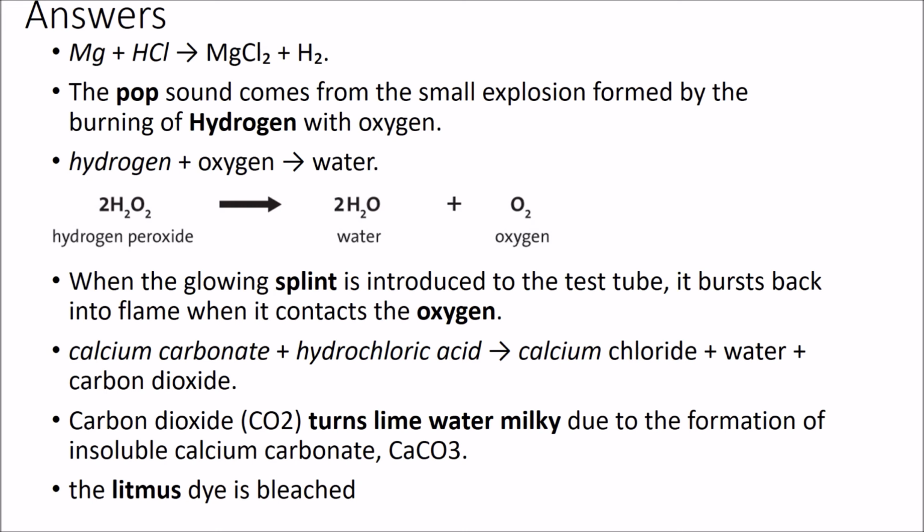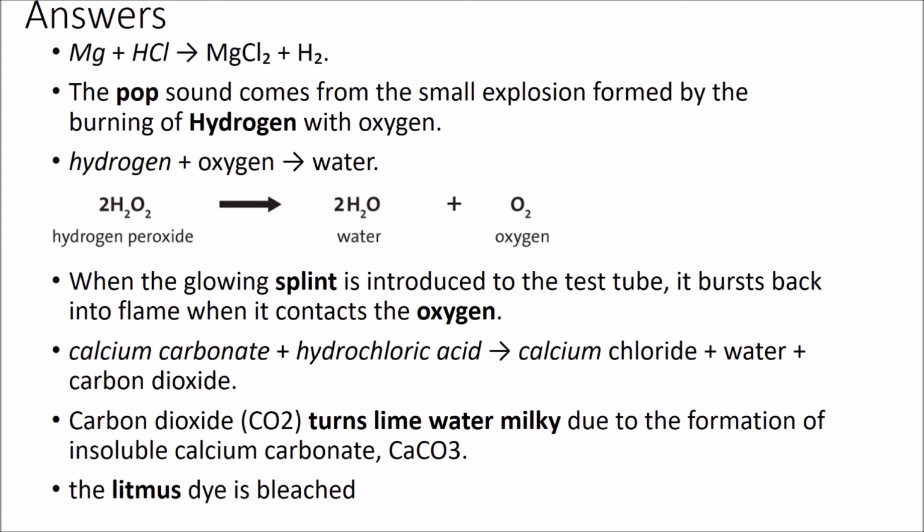Why does oxygen relight a glowing splint? It's because when a glowing splint is introduced in the test tube, it bursts back into flame when in contact with oxygen. Remember, if you add pure oxygen to a fire, it becomes much stronger. There's only about 21% oxygen in the air. So if you've got pure oxygen, there are going to be far more collisions, because there's a higher concentration, and therefore far more successful collisions. So that's why it relights that splint.